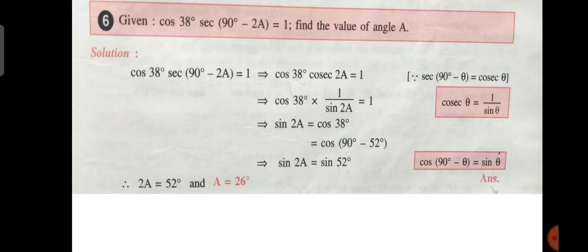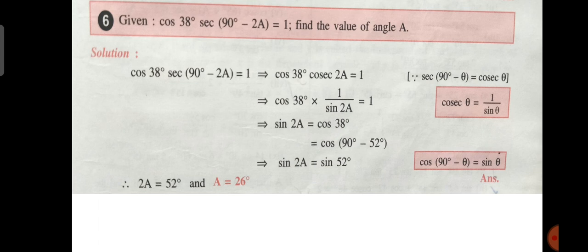And the next question is cos 38 degree sec 90 degree minus 2A is equal to 1. So you have to find the angle A. For that, cos 38 into cosec 2A. So we have taken sec 90 degree minus 2A as cosec 2A, since sec 90 minus theta is cosec theta. So we substitute that and we get cosec 2A.